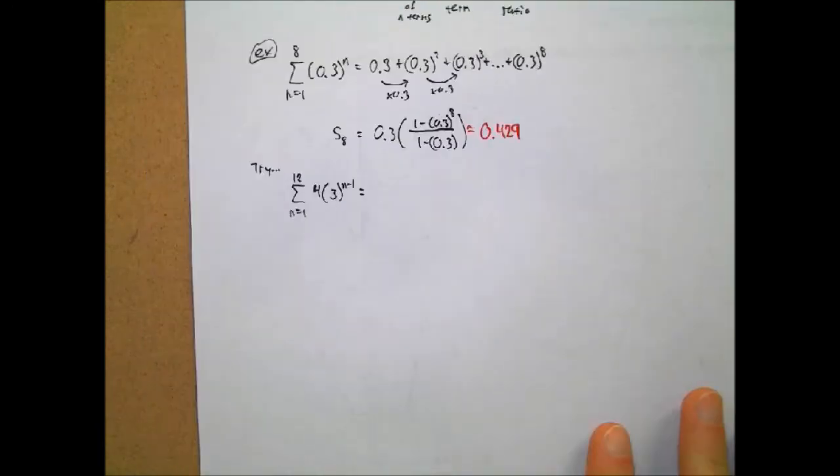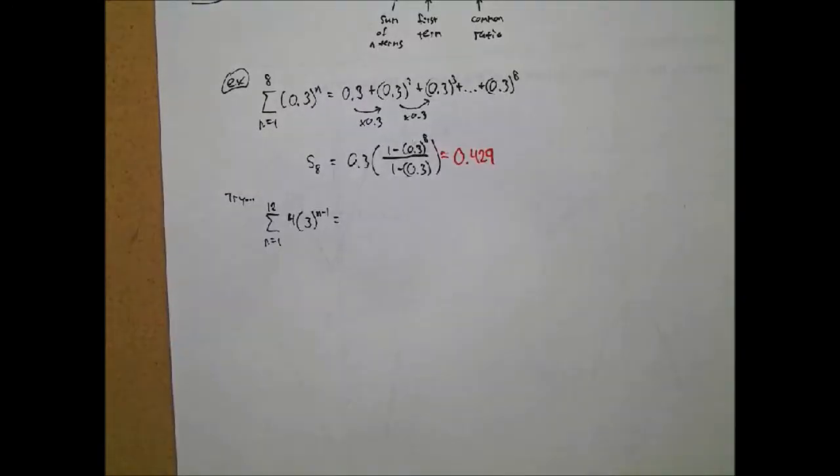Okay, there you go. Try and find that sum there, please. The sum from n equals 1 to 12 of 4 times 3 to the n minus 1.